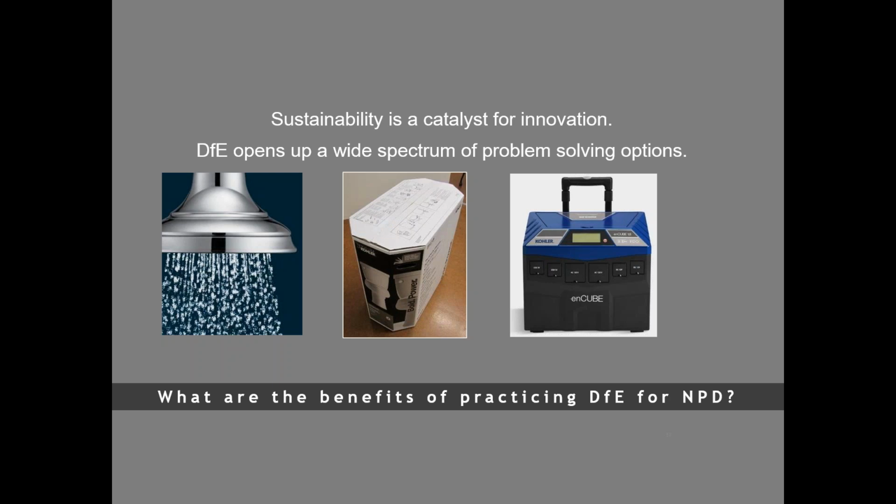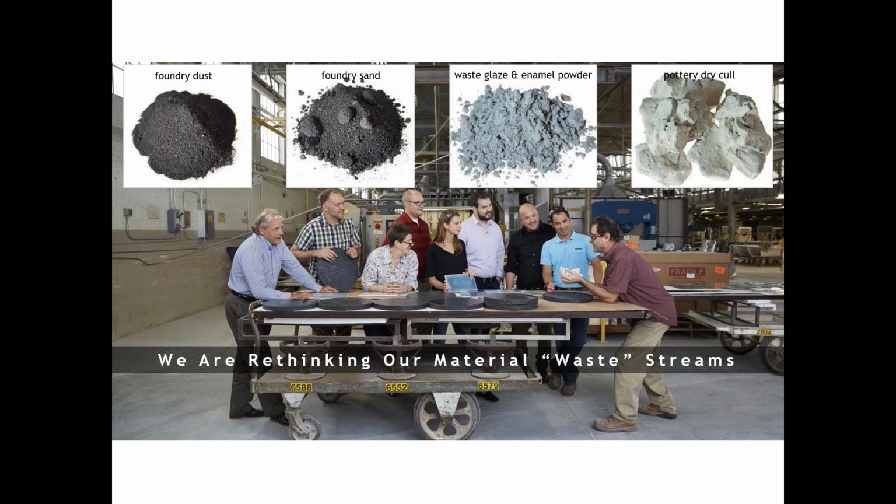And that last image is called the N-Cube. That's a portable power source that can be charged from any 120 volt outlet or a solar panel. It has that flexibility to it. So next slide.